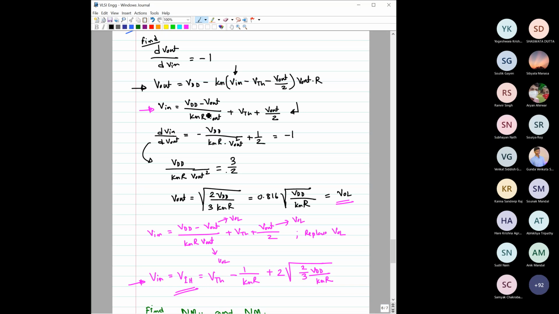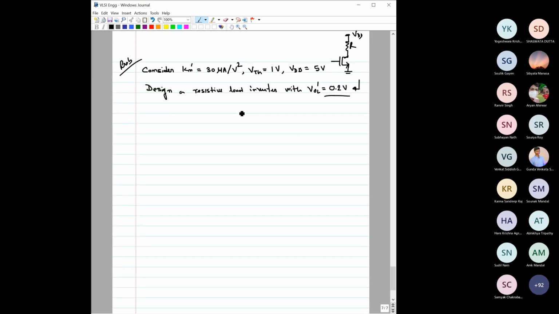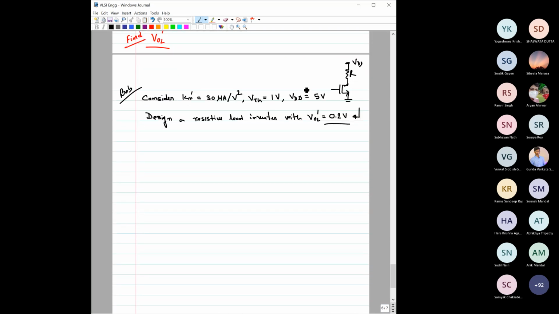So maybe a more general way would be to write this equation. See this, this is VDD, right? So this is ID. So can I write something like this: VDD minus VOL dash by R, because now this V out is VOL dash. This would be equal to Kn dash W by L, VDD minus VTH times VOL dash minus VOL dash square by 2. Can I write this?